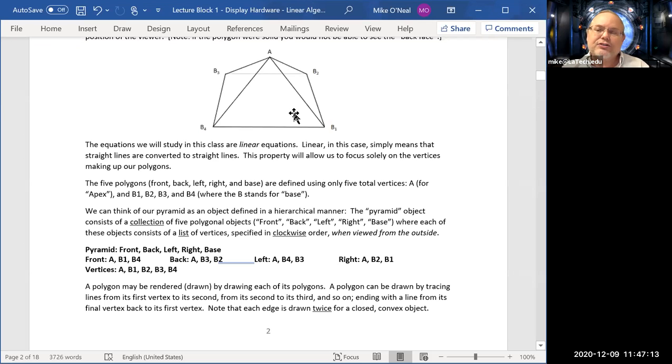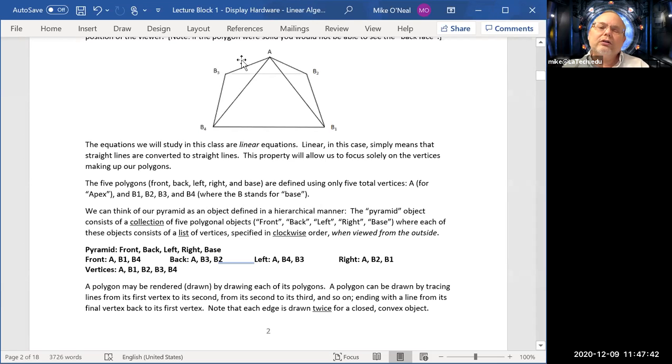Because in our first assignment, you're going to be working with essentially this object, a pyramid. So how are you going to store the pyramid in the computer? Well, any object is really defined in a hierarchical manner. And our pyramid is an object that consists of a collection of 5 polygon objects, as we've talked about: front, back, left, right, base.